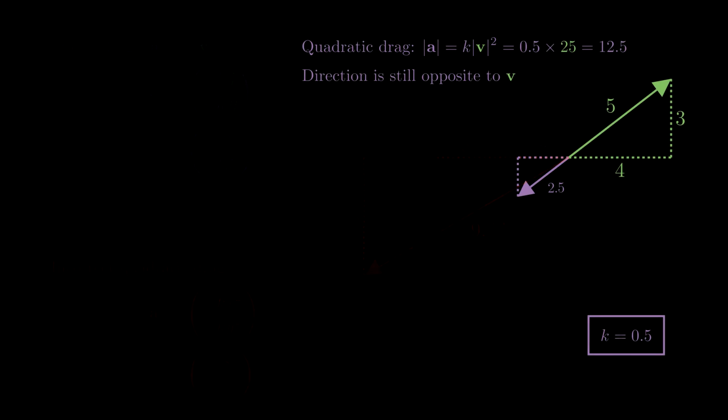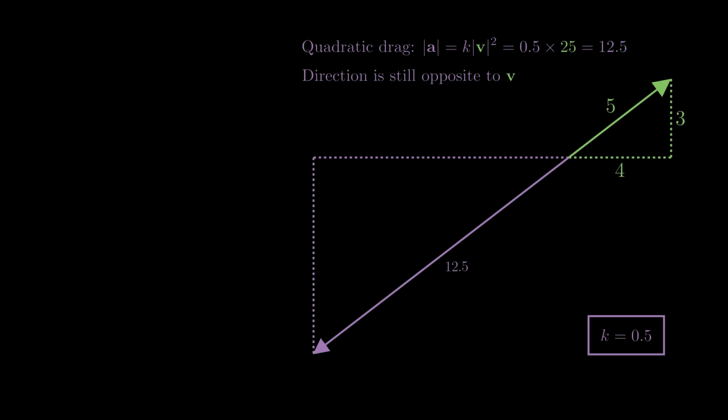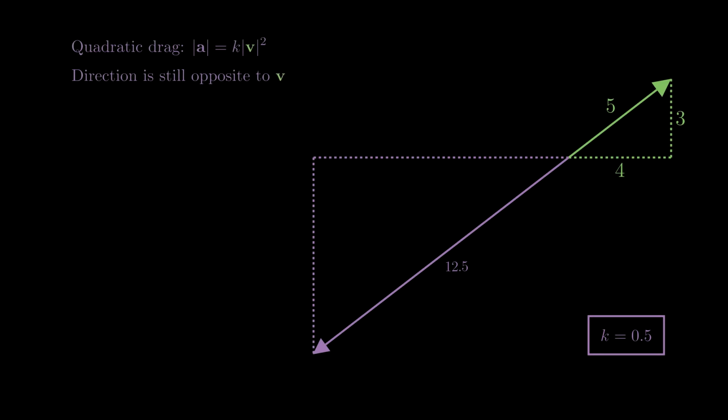So what's meant to actually happen? Well, the key is to keep the direction perfectly opposed to the green velocity vector. We know the length we're aiming for is 12.5, half of 5 squared, so we're meant to simply scale the purple vector until it reaches that desired length. We could then use similar triangles to work out what the horizontal and vertical components are meant to be, which you could pause and do if you wanted to, but we won't do that. We'll move to a general case now.